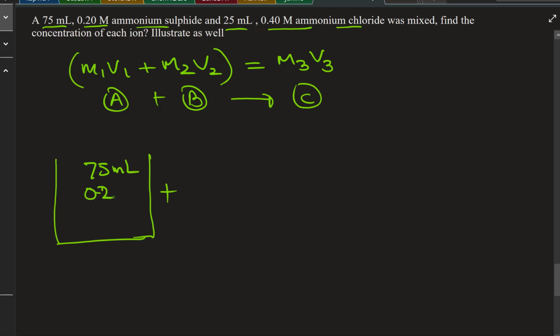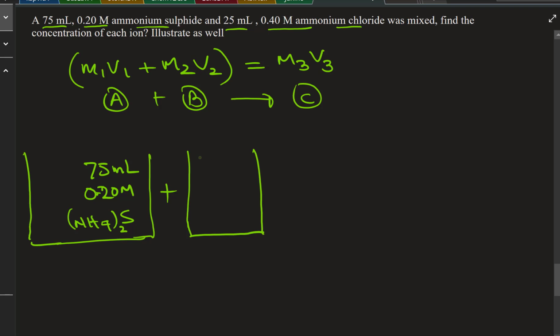First beaker has 75 mL of 0.2 molar ammonium sulfide. And so the formula you can copy from the book, right? And then the beaker B, so let's make this a little bit proportional so you can see the 75 mL versus 25 mL in the beaker B, and its molarity is 0.4 molar, and it's ammonium chloride.